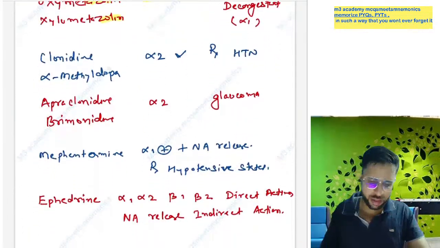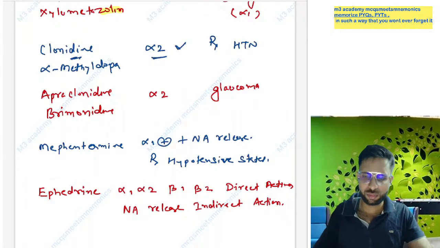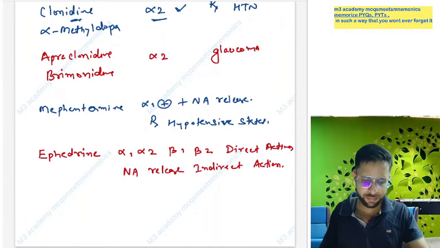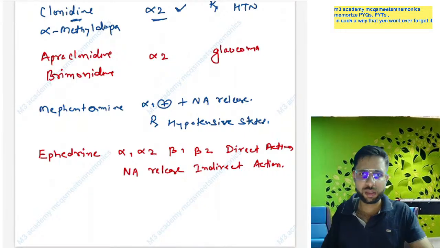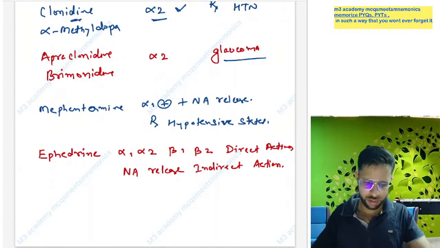Now clonidine is the dye. Dye means the alpha 2 पे काम करता है. Alpha methyl dopa भी alpha 2 पे काम करता है for the hypertension. Apraclonidine and brimonidine used for the glaucoma. Please revise the glaucoma mnemonic session from the topic group.